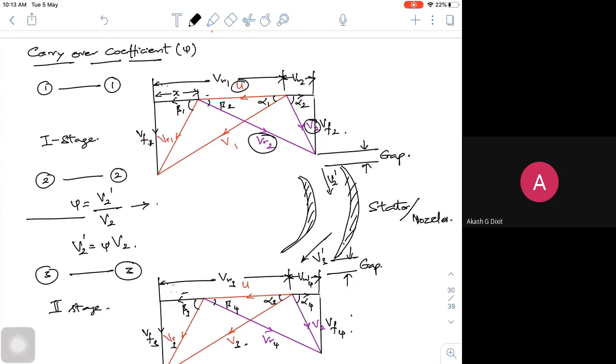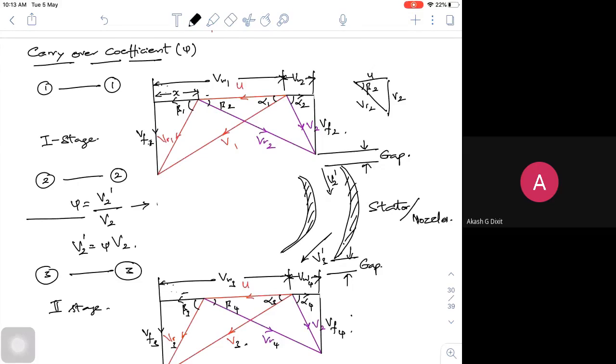If I consider only this triangle, that is VR2, U2 and V2, the rest I am not considering. I am considering only that triangle. So what are the corresponding angles? The angle is beta 2.